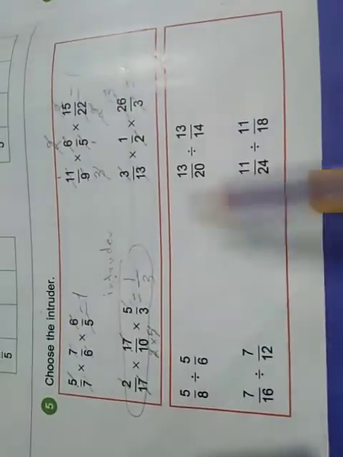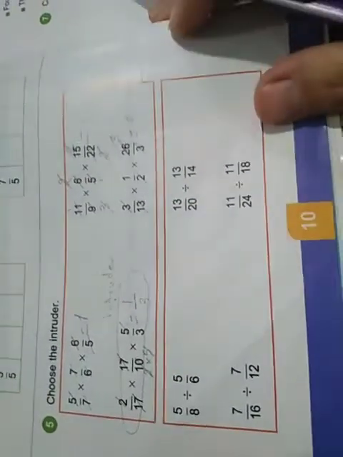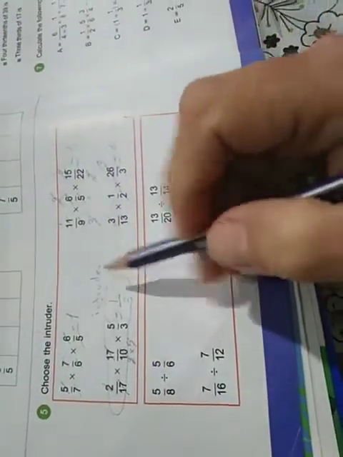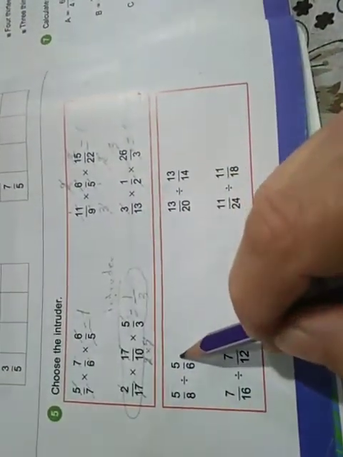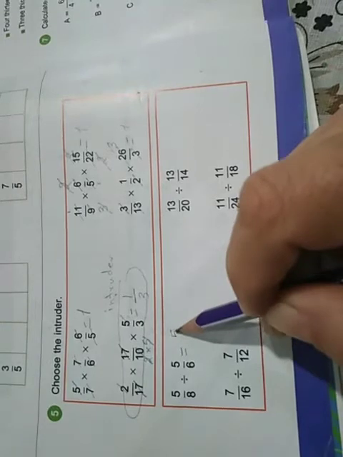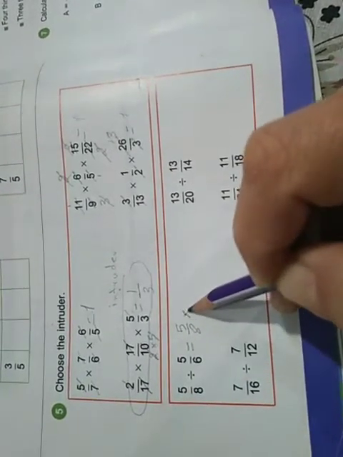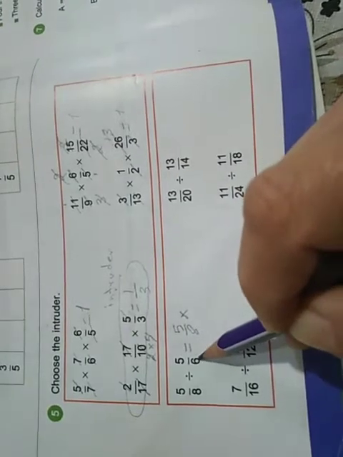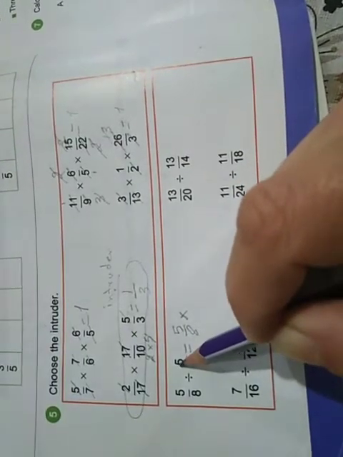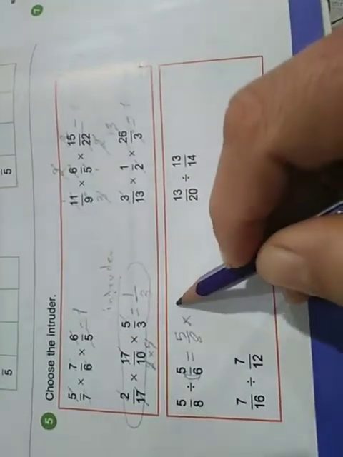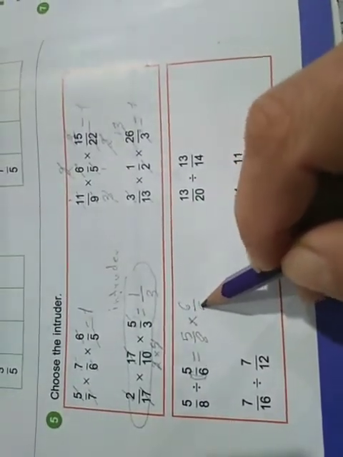Here we have also 4 expressions, and I have to check which one of them is the intruder. 5 over 8 divided by 5 over 6. We write the first fraction, replace division by multiplication sign, and write the inverse of the second fraction. Inverse means we have to change the position of the numerator and denominator. So it's 6 over 5.